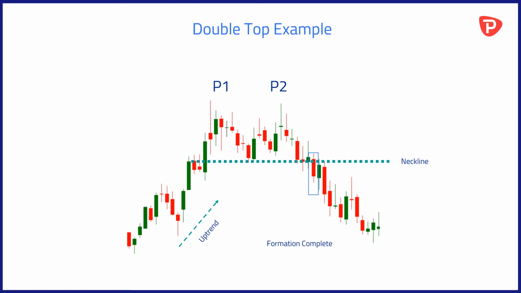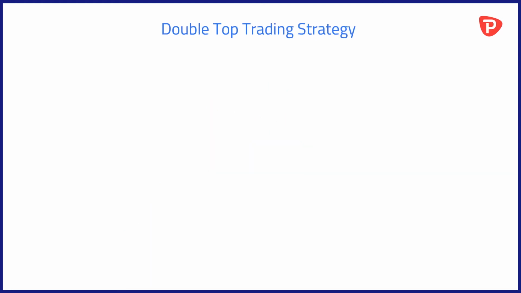It is very important to wait for the confirmation break of the neckline, because if price fails to continue in its downward advance, the area may act as support and continue the uptrend that was already in place. Let's now look at a trading strategy that can be applied to trading a double top formation.